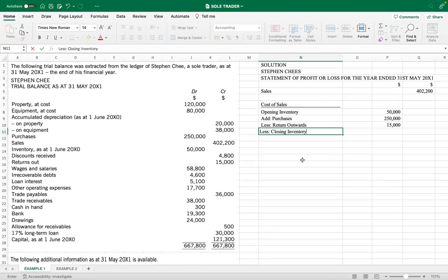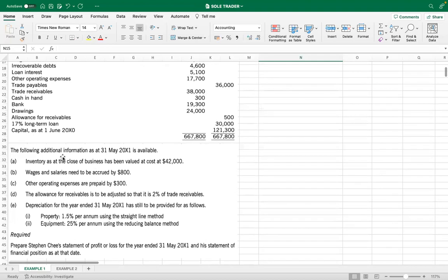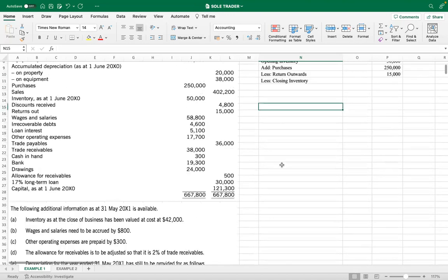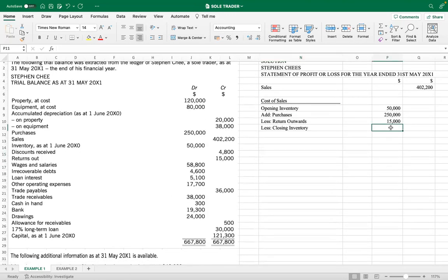In most cases, it's normally provided in the additional information. So additional information 1: inventory as at the close of the business has been valued at 42,000.